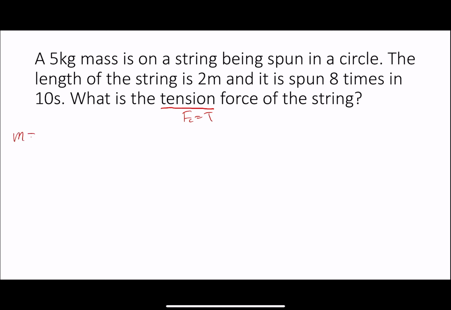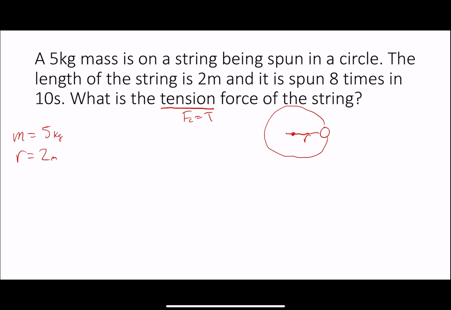But let's write down what we know. We know our mass. We know the length of the string. And now we have an object on a string and it's moving in a circle. It turns out the length of the string is your radius, right? Object moves in a circle. It's on that string. That string is your radius. That string is telling you how far away from the center your object is moving. Our radius is 2 meters.